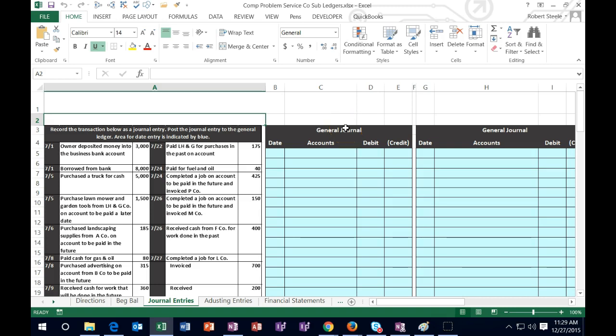Hello, in this lecture we will start a comprehensive problem which will work a service company and it will add subsidiary ledgers. These subsidiary ledgers will help us to track both accounts receivable and accounts payable. We're going to enter the information into this Excel worksheet.